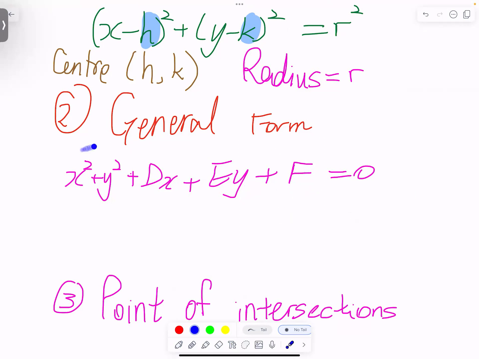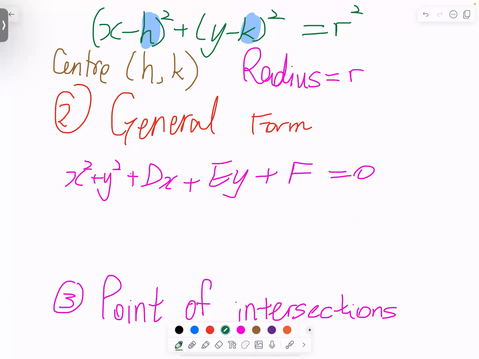Now from this whole thing, make sure everything is on one side first of all, equals to 0. Secondly, make sure your x squared and y squared is single. What does that mean? If there's a 2 in front here, you divide the whole equation by 2 first, and that will be your equation, to find things simpler in future.